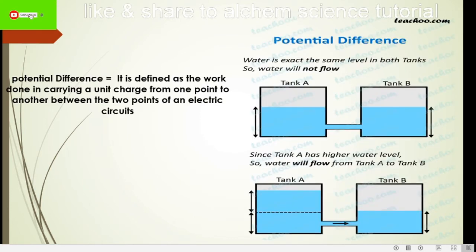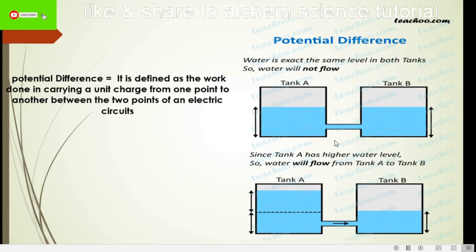Let's understand another important basic concept of physics: potential difference. As you know, potential difference is the quantity which is responsible for the flow of electric current from one place to another place.